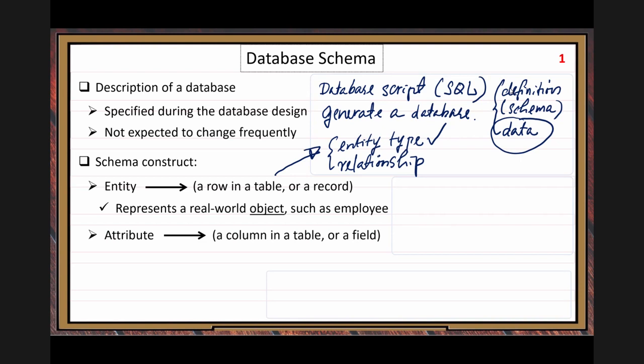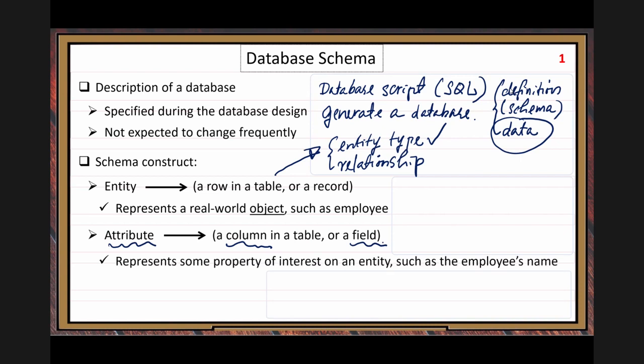So here, these three words people use frequently. One is attribute, another column, and a field. So these three words, they have the same meaning. We are talking about the same thing. Different places, people use different names. Represents some property of interest on an entity such as employee's name.